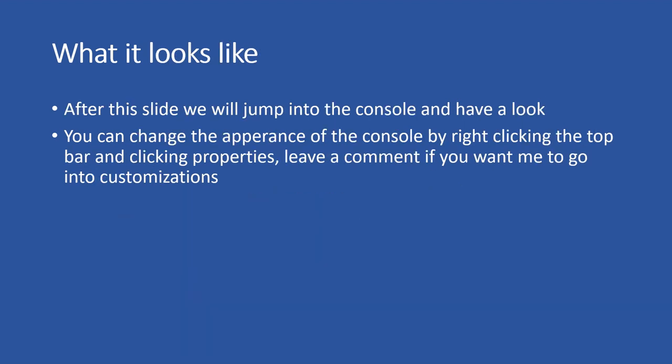And after this slide, we will jump into the console. I will use PowerShell 7 in this case, and we will have a look how it looks. And you can change the appearance of the console by right-clicking the top bar, clicking properties, and if you want, leave a comment and I can go deeper into the customization options.